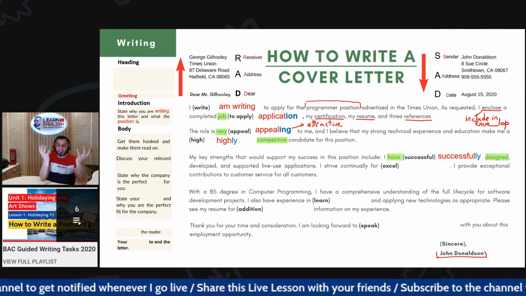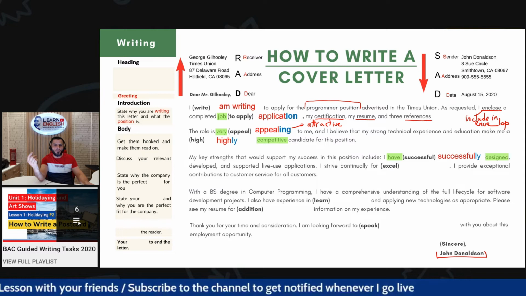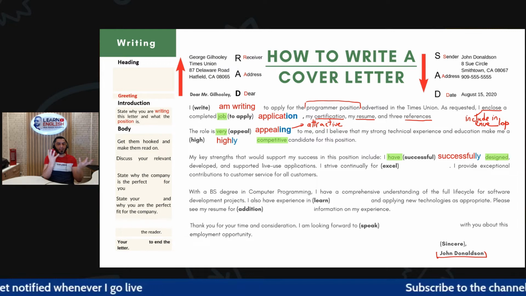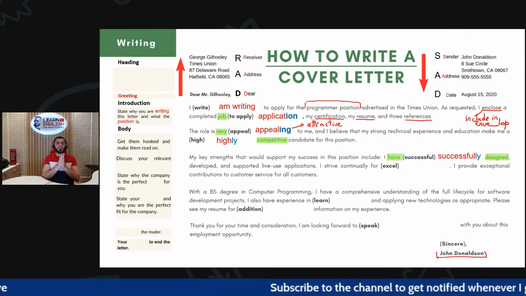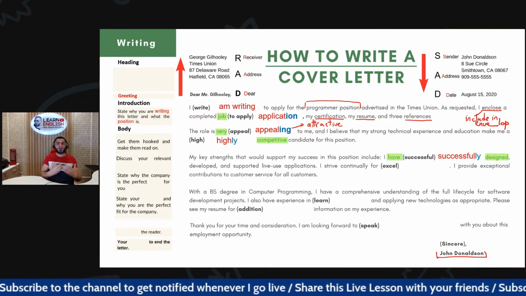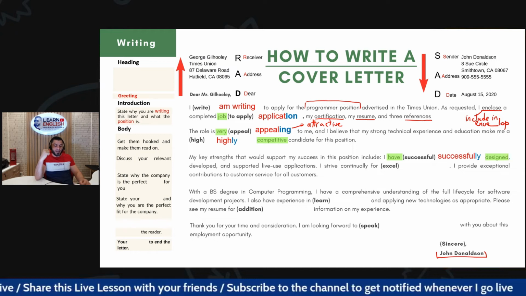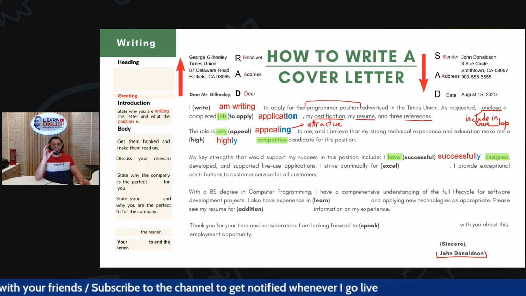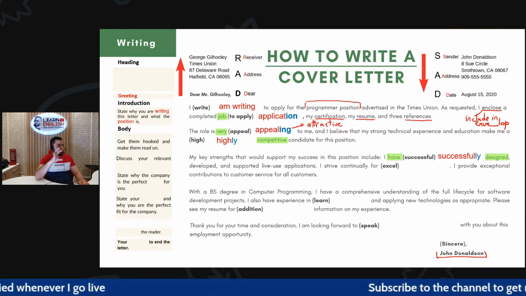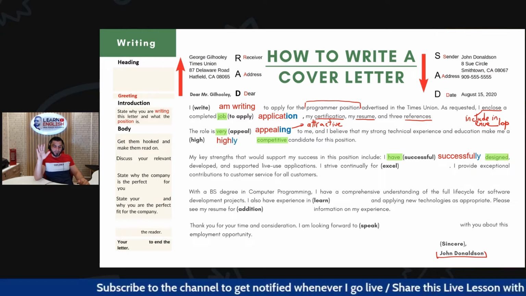I have successfully designed. What do we need here? Do we need a tense or a form? I have designed: this is the verb. So what do we need between an auxiliary and its past participle? We need an adverb, which is successfully. How do we form an adverb from an adjective? We add ly. High, highly. Successful, successfully. Slow, slowly. Quick, quickly. Rapid, rapidly. This is how we form an adverb. Is it clear? So let's move on.